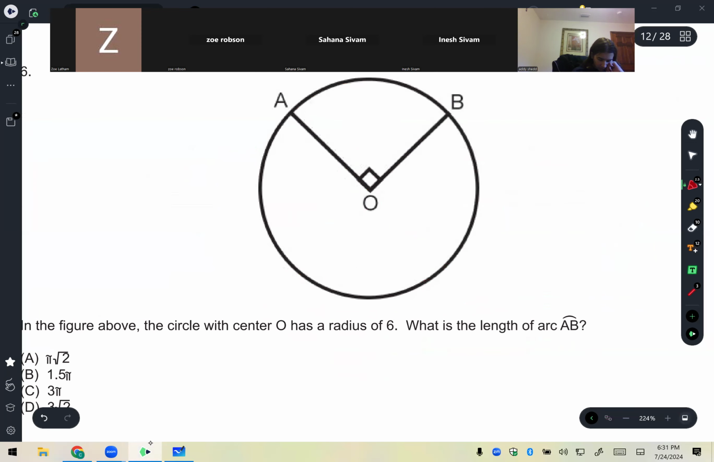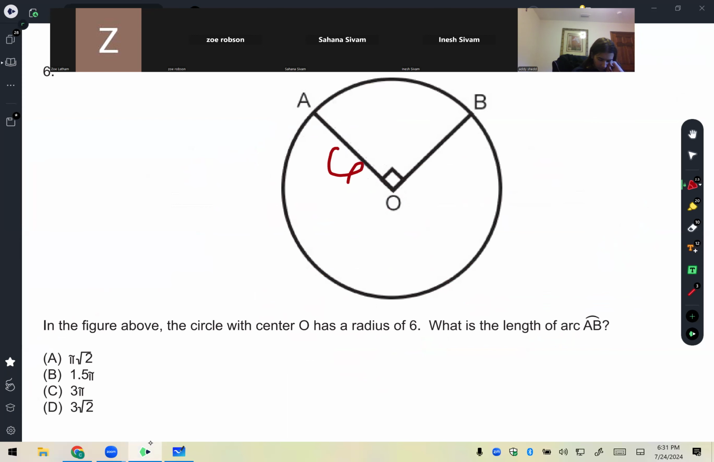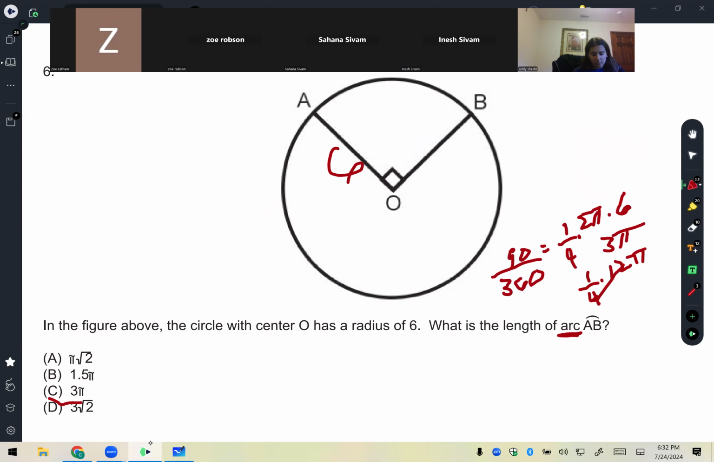The circle, so that we know the radius is 6. I want an arc, so you don't give them the sector. So if the radius is 6 and I'm 90 degrees, so we've seen this before, 90 over 360, I only need 1/4 of 2 times pi times 6, 1/4 of 12 pi, and I would just get 3 pi for an answer. And so that's not so bad.